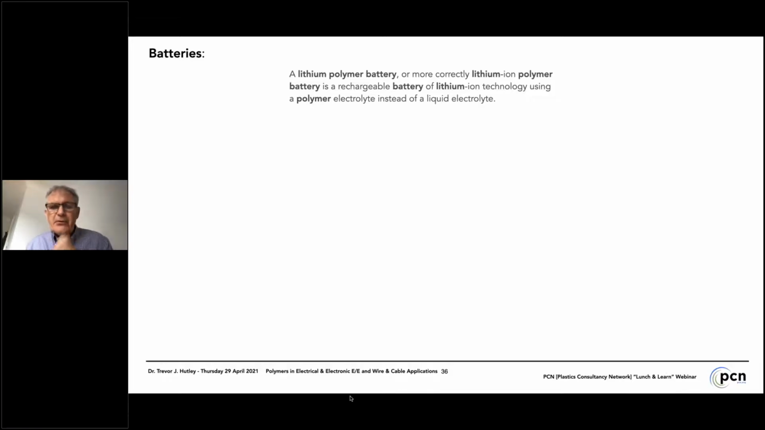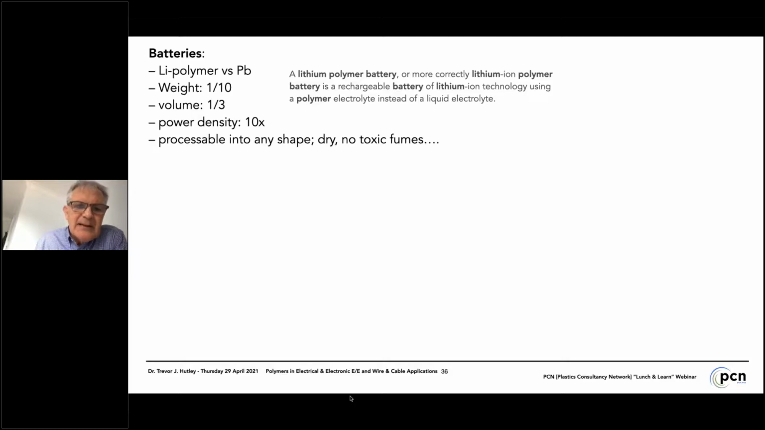Batteries, we use them everywhere and maybe we don't see them very often, but the lithium polymer battery or lithium ion polymer battery, rechargeable batteries, they're the basis of all of our mobile devices. Even the device that I'm using right now to speak to you contains a large lithium ion battery. And we forget, we've moved from lead acid batteries to lithium polymer, 1/10 of the weight, 1/3 of the volume, 10 times the power density, conformable shape, they're dry, there's no fumes.